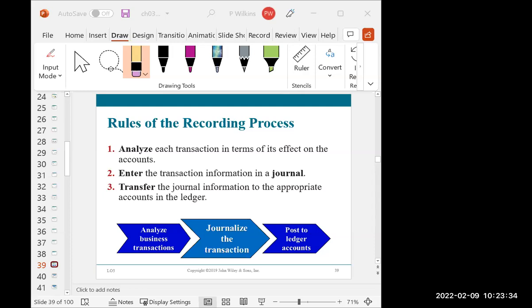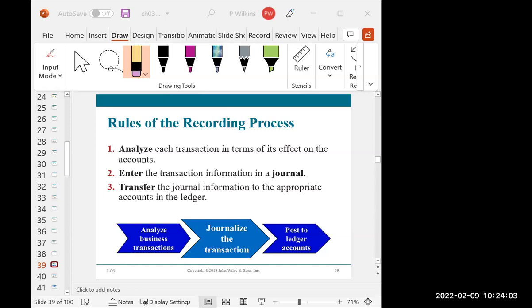So, the rules for the recording process. We analyze the business transactions and then we journalize the transactions. We enter them into a journal. Now, in this class, we will use one journal. In the real world, you have an accounts payable journal. You have an accounts receivable journal. You have an adjusting entries journal. You have a general journal. So you have journals for different things. When you first learn accounting, though, we just use one journal to keep things as clear as we can.